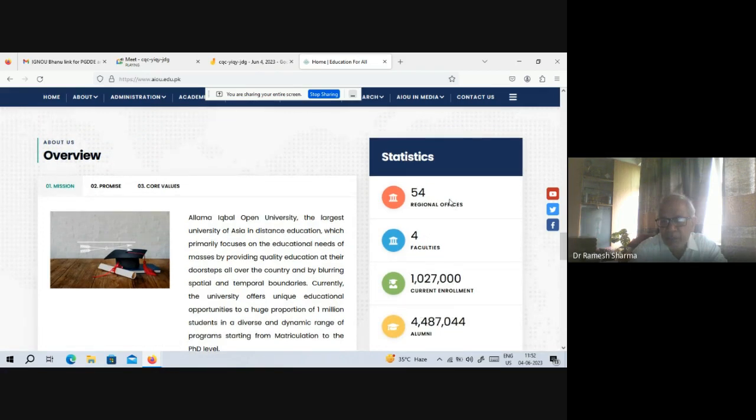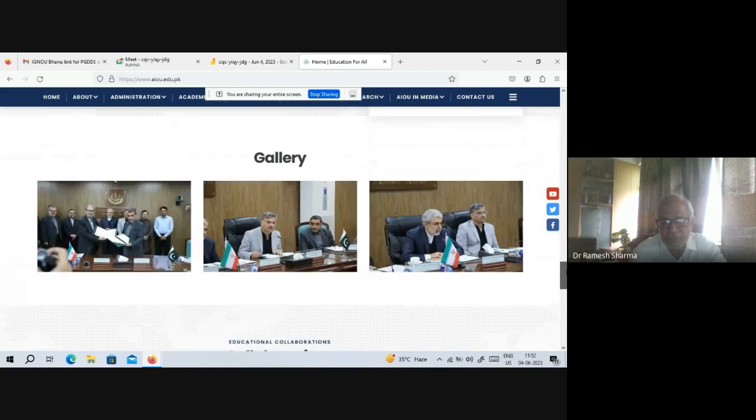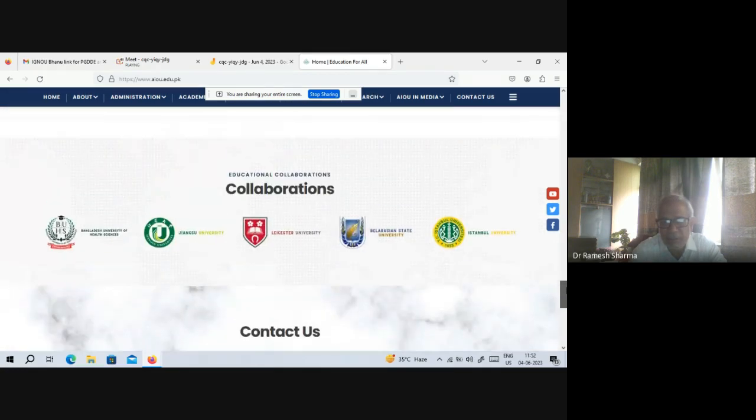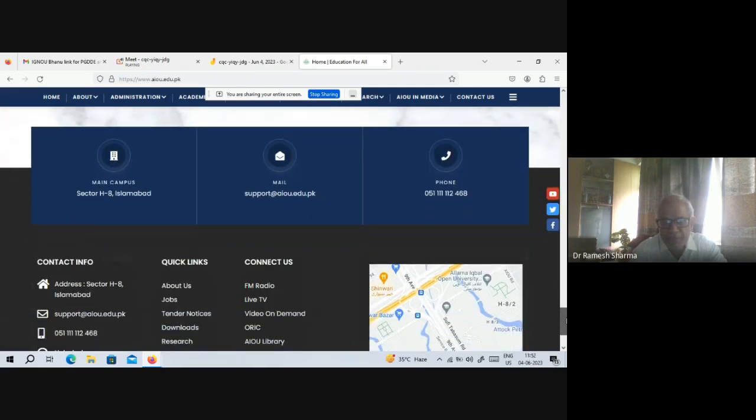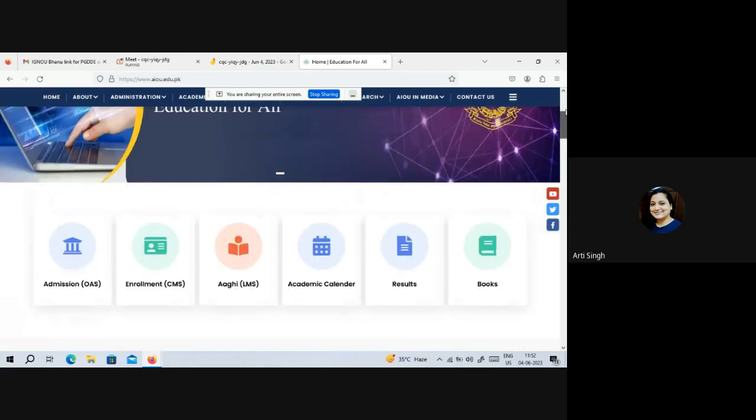They have so many regional offices, 4 faculties, and 10,27,000 current enrollment, and about 44 lakh alumni have passed from there. So these are the things, and these are their collaborations with other institutions. So this is another example.